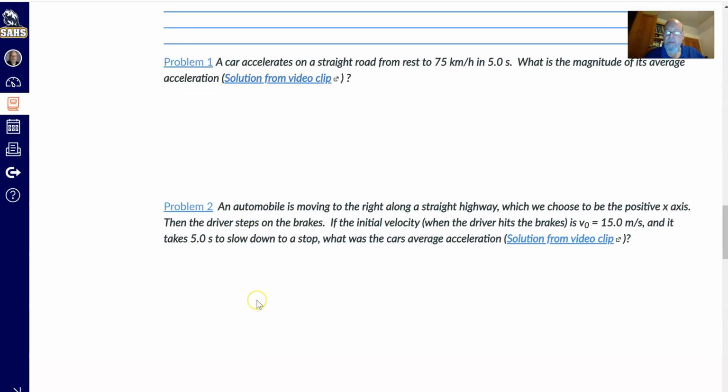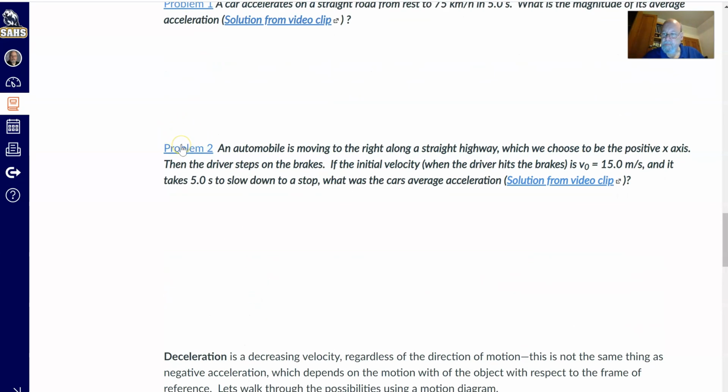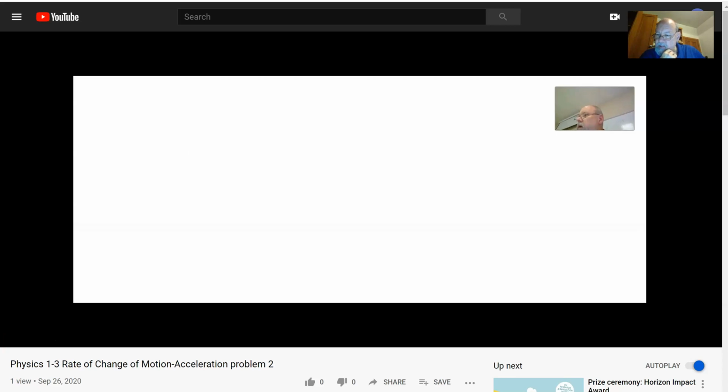So let's work on the second problem now, and let's see how that one goes. Okay, so this is the second problem then in the acceleration 1-3 discussion. An automobile is moving to the right along a straight highway, which we choose to be the positive x-axis. The driver then steps on the brakes. If the initial velocity is v0 equals 15 meters per second, and it takes 5 seconds to slow down to a stop, what was the car's average acceleration?